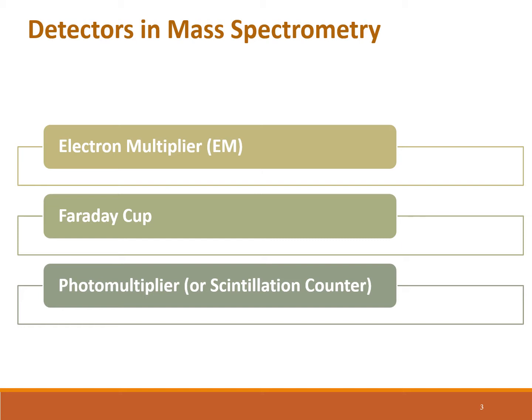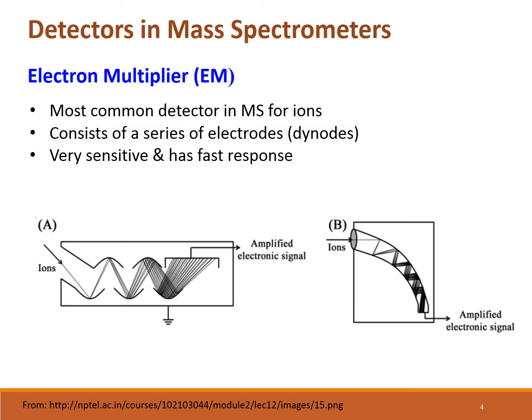There are three types of detectors in MS. The first one, electron multiplier. Second, Faraday cup. And the third one, photomultiplier, also known as scintillation counter. The electron multiplier is the most common detector in MS for ions, especially when positive and negative ions need to be detected on the same instrument. It consists of a series of electrodes, known as dynodes, is very sensitive and has a fast response.